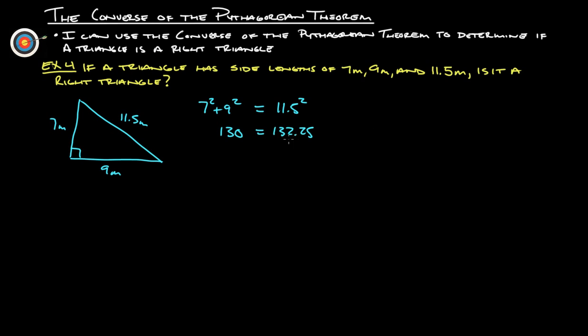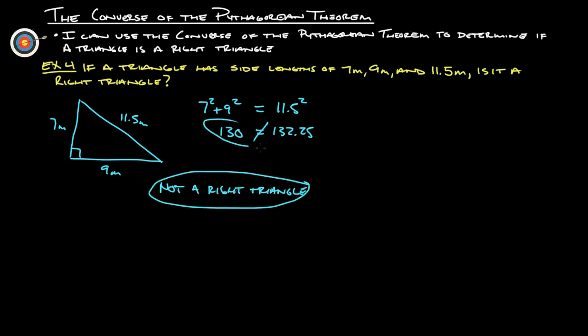Because if you were to round this to, say, 3 significant figures, that's 132, that's 130, those are not the same. So since these do not equal each other, then this is not a right triangle. And the reason behind that is a squared plus b squared does not equal c squared in this case.